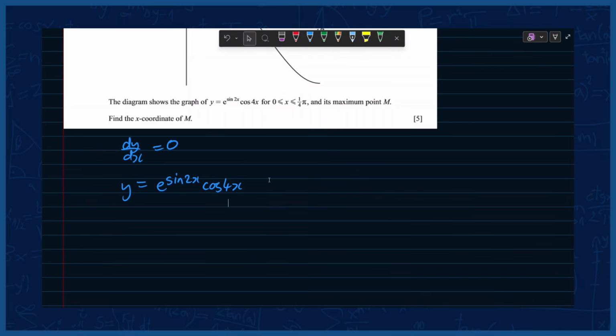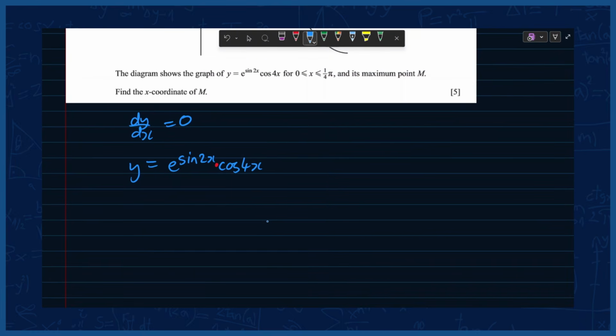I hope you can see that we essentially have these two functions multiplying, the e to the sine 2x and the cos 4x. So we've got two functions multiplying each other. So I need to differentiate using the product rule. So I'm going to say let u equal the first function, so e to the sine 2x. And then I'm going to say let v equal cos 4x. And we need to differentiate.